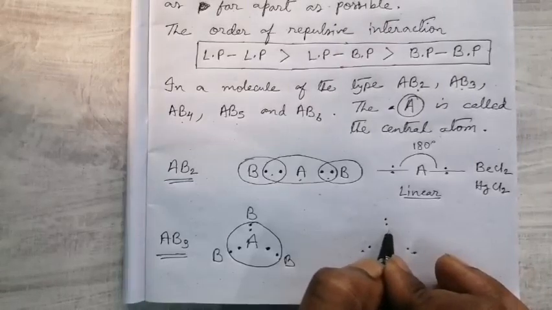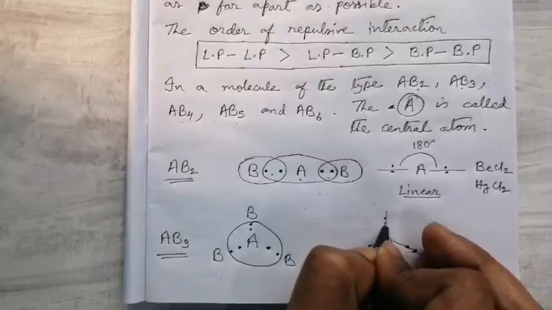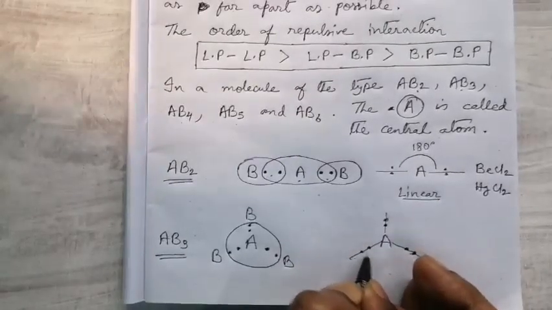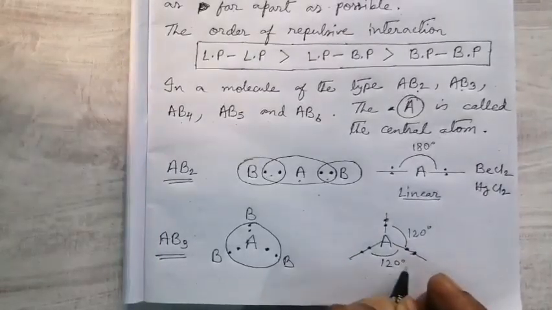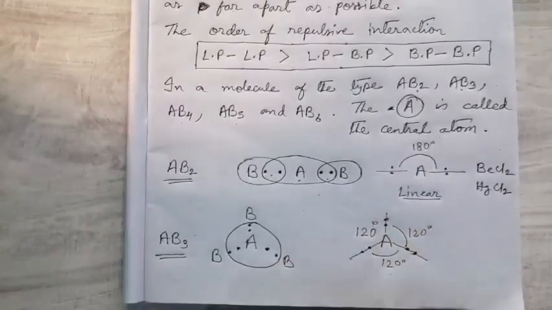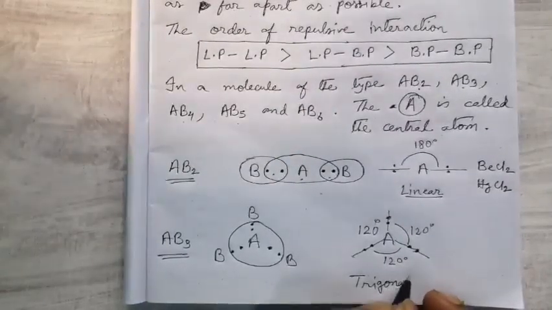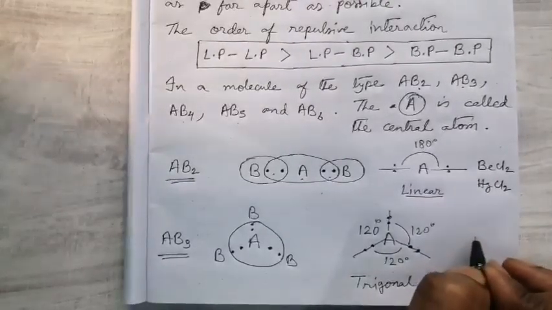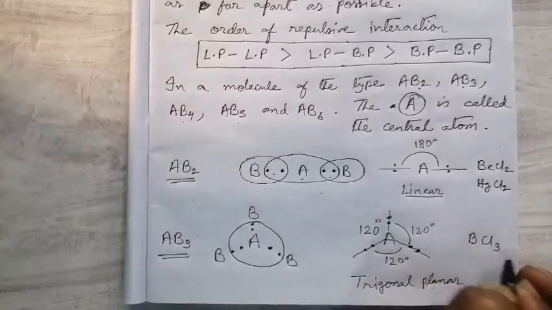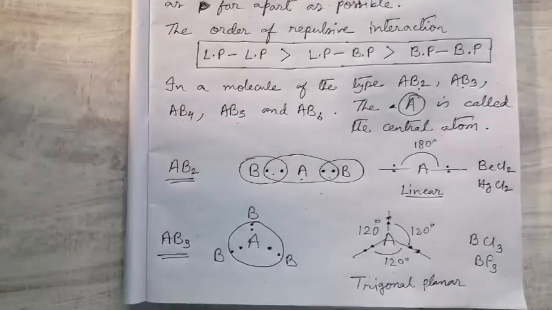And this can be done by keeping the electron pairs 120 degrees apart. So the shape of the molecule becomes trigonal planar. Such types of molecules are BCl3 or BF3. Next move on to the third type.